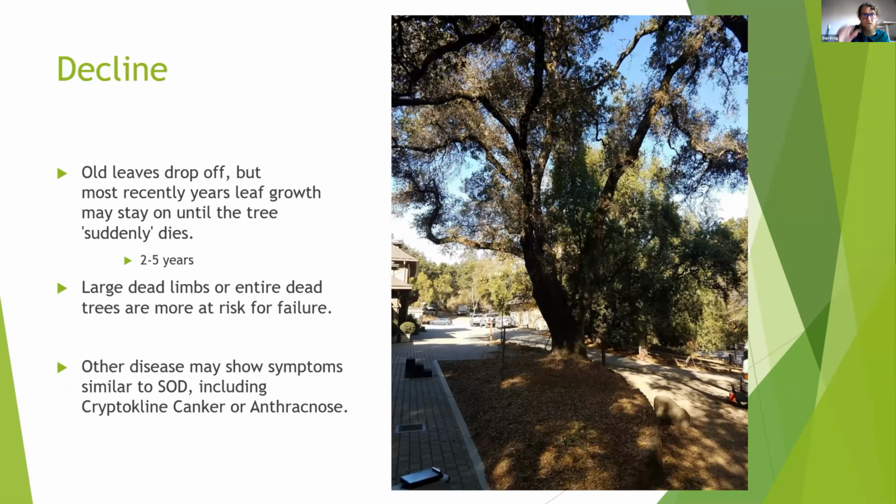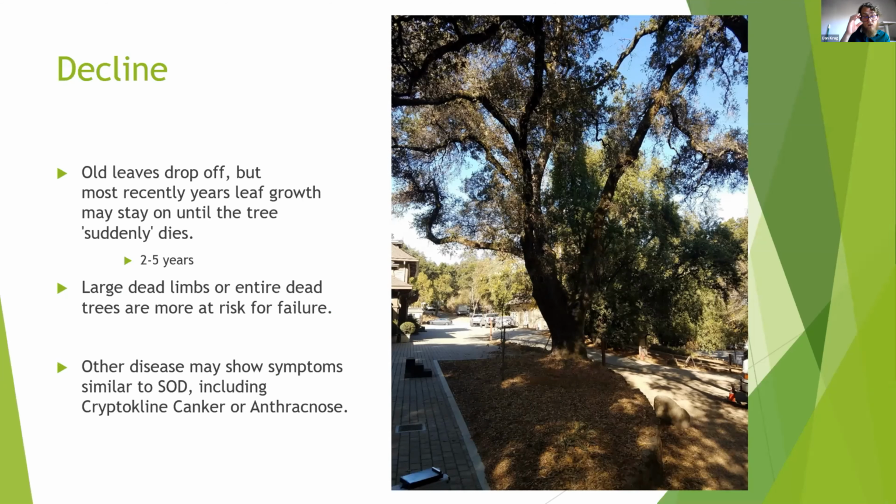Decline is something that we'll often see in the trees. Old leaves will drop off, but honestly, will sometimes stay on the tree for many years. The trees actually look like they suddenly die, but it could take 2 to 5 years for that to occur. Large dead limbs or the entire tree may become more prone to failure.